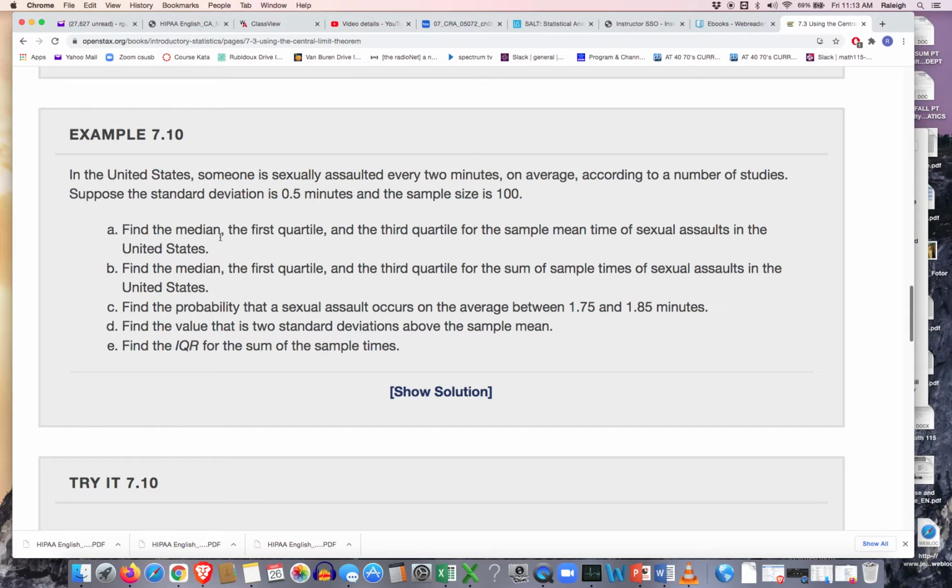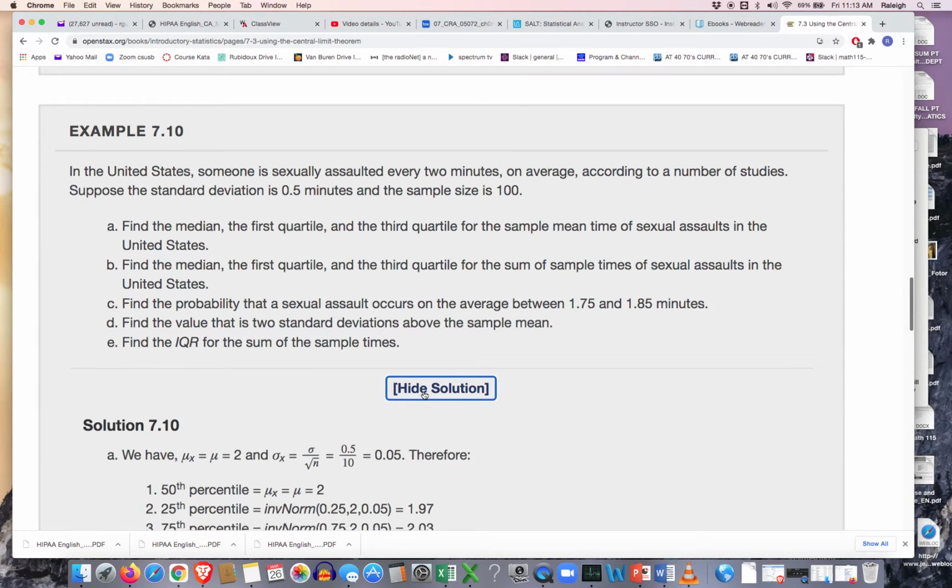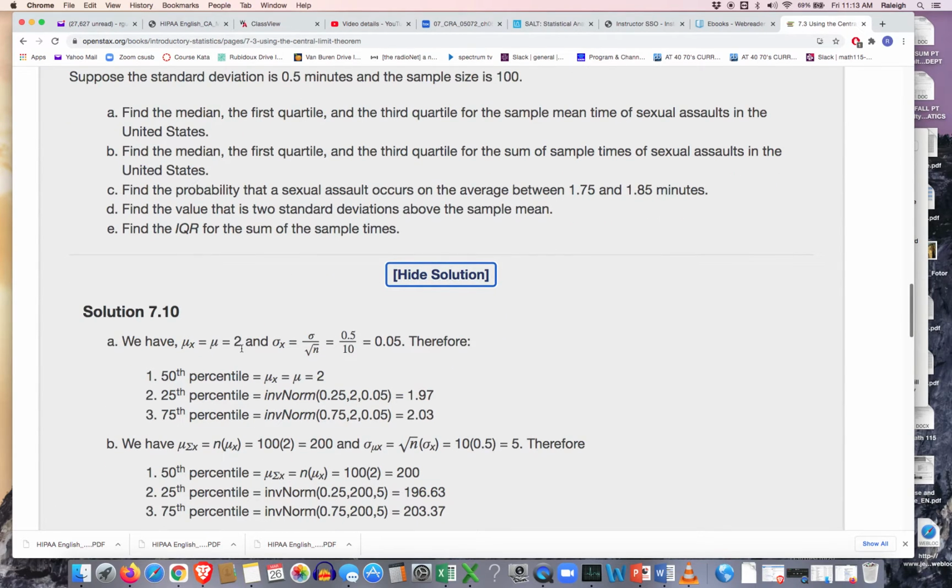Now with the 25th percentile, we'll show the solution and show you what they have to say about it. Mean is 2. Standard deviation has been changed from 0.5 to dividing by the square root of 100. That is dividing by 10. Now the standard deviation is quite tiny, 0.05. Pretty big sample, shrinks the standard deviation. And the inverse norm command, which is of course the easiest way to go.